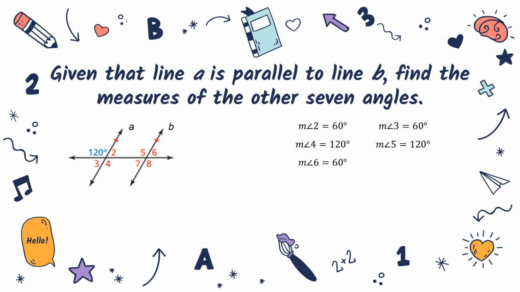Angle 7 has no relationship to 120, but is corresponding to angle 3, which would make it the same. And it's also a vertical angle to 6, which would make it the same as that, both of which are 60-degree angles. Angle 8 is an alternate exterior angle to 120, which also means they're congruent. So I have measure of angle 8 is 120 degrees.